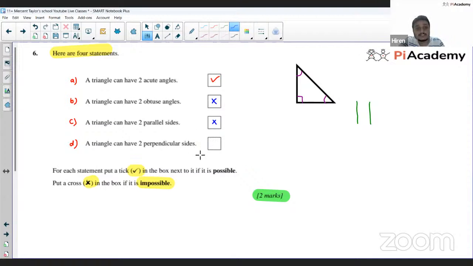Now the fourth one: a triangle has 2 perpendicular sides. As you can see in the right angle triangle, this is the perpendicular sign, right? Because this is 90 degrees, and these sides are perpendicular to each other. So this is clearly possible. Out of them, the first one is possible, the second one impossible, the third impossible, and the fourth possible.